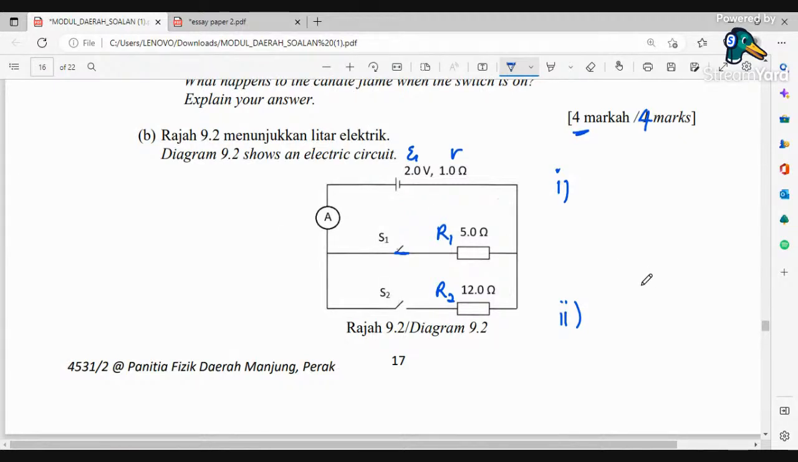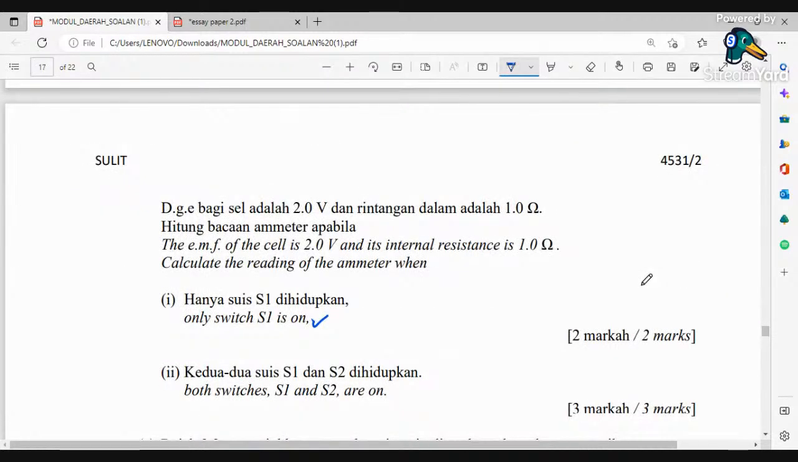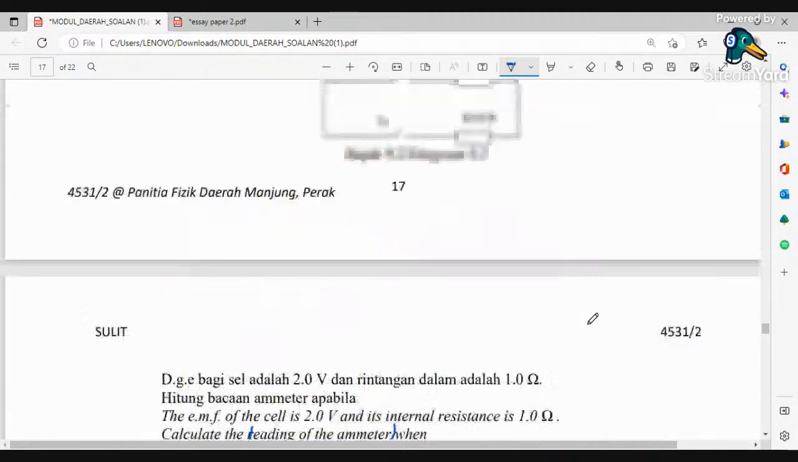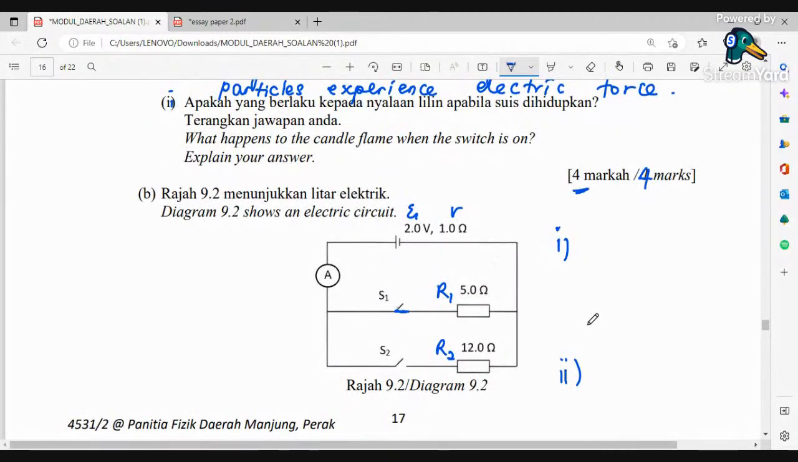So we need to calculate the reading of the ammeter, which means current. We need to find current. For the topic electromotive force, you are introduced to this formula. EMF equals V plus I small r. EMF equals potential difference plus current multiplied by internal resistance.